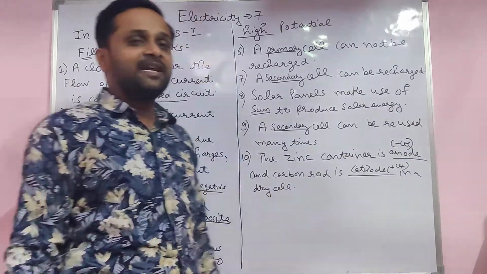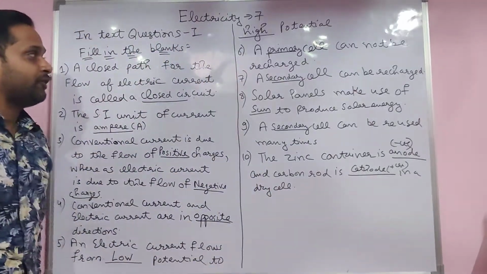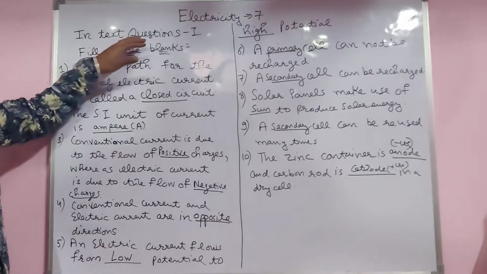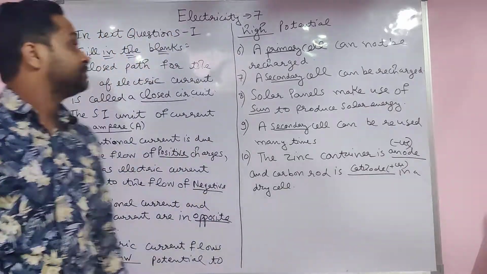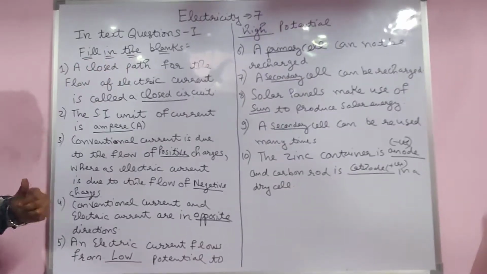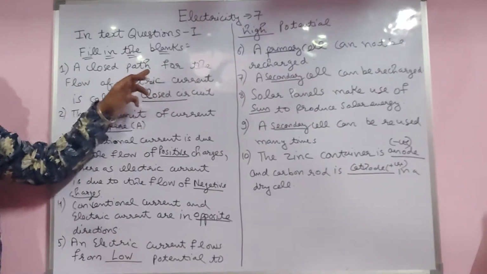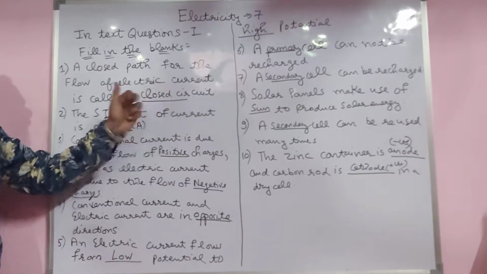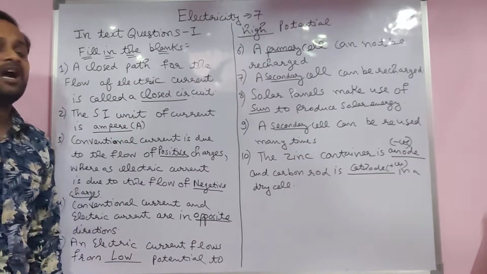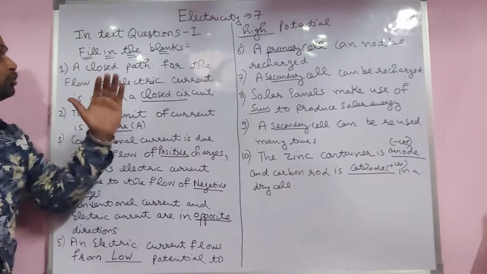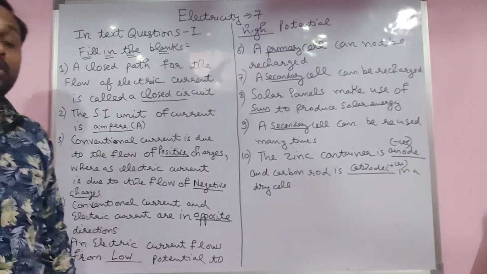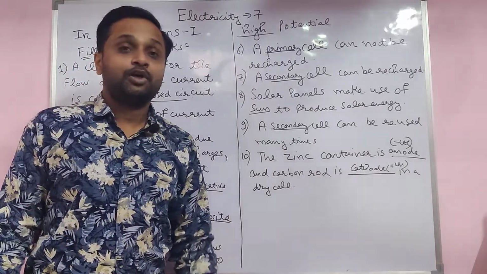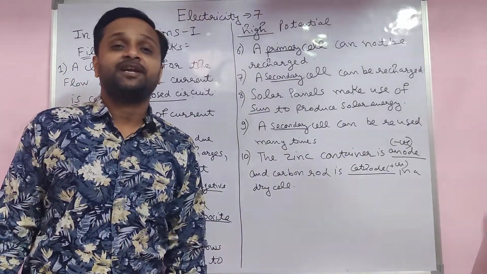In this lecture, students, we discuss in-text question number 1. Fill in the blanks. A closed path for the flow of electric current is called a closed circuit. If the closed path is not there, that is an open circuit.